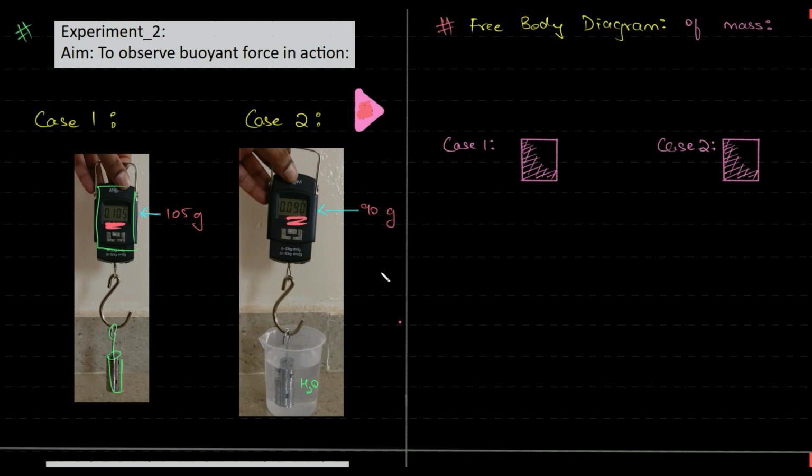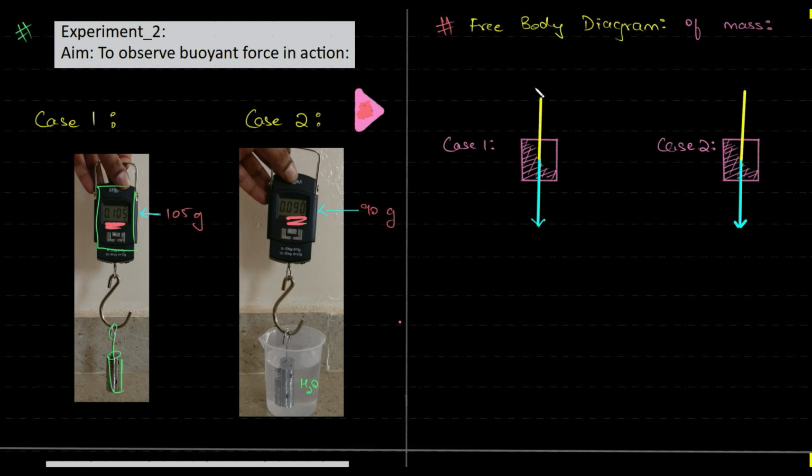Let me explain with the help of a free body diagram again. See, the object is not moving. Clearly, the upward pull and the downward pull have to be the same. Let me use a different color. In both these cases, the forces have to be the same, the up and the down, right?